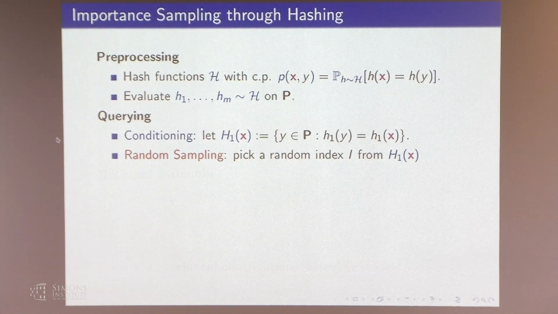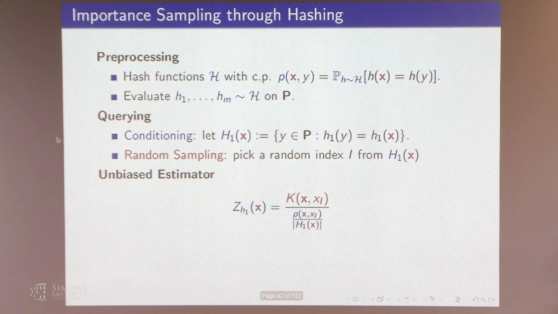Now we're going to look at the query. Let's say the query is x. We're going to look at all the points of the data set that have the same hash value as the query, that land up in the same hash bucket as the query. From amongst these points, we're going to sample a random point. So we evaluate the hash function on the data set, evaluate the hash function on the query, look at everybody who collides with the query, and sample a random element from that.